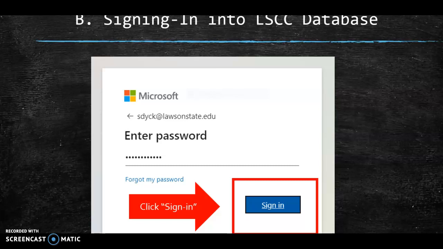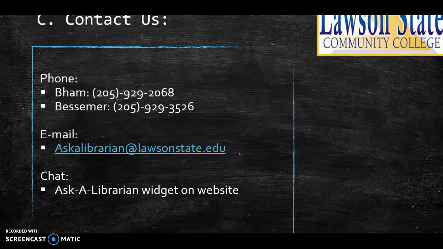Your password is simply the password that you have either been provided upon being enrolled at Lawson or the password in which you changed it to after you were enrolled. Once you've entered in your password, you will then be prompted to click on Sign In. Once you have signed in, you will be brought to the interface of the database in which you are wanting to review or search.